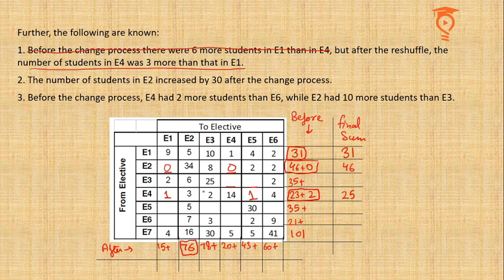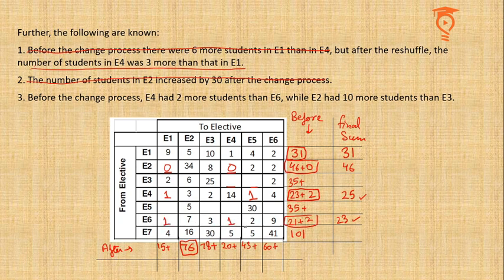Okay, so this has also been taken care of. The third point says that before the change process E4 had 2 more students than E6. So before, E4, whose final number is 25, had 2 more than E6. That means here also 2 should be added, so the final number becomes 23. Okay, and this has been finalized.